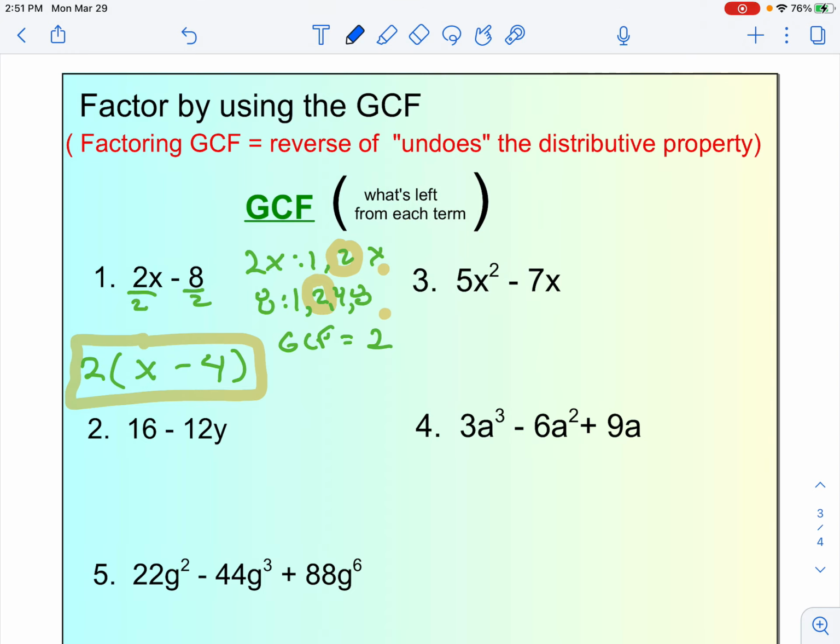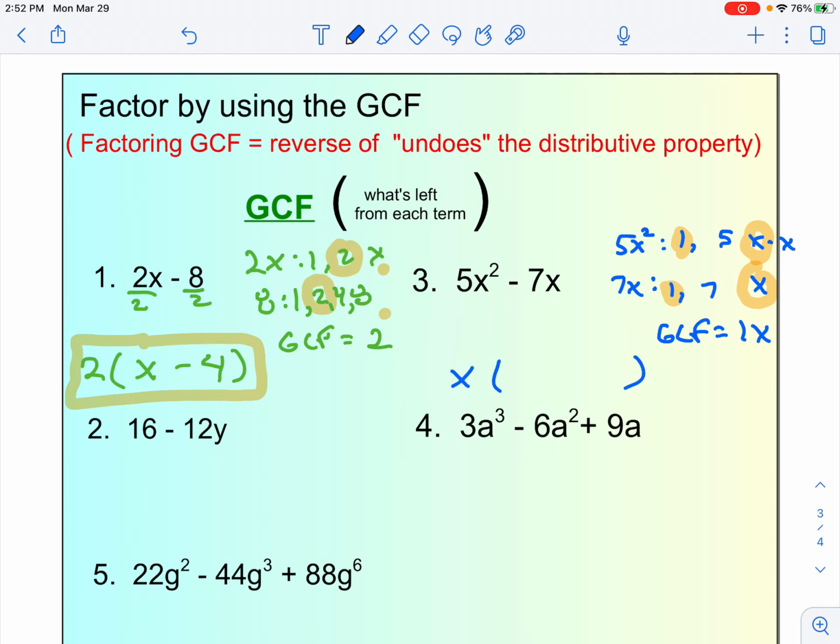Let's try another one. Let's actually jump to number 3. I am going to find the GCF of 5x squared and 7x. So my number part is 1 and 5, and then I have 2 x's in this top term. In the next term, this is also a prime number, so 1 and 7, and there is 1 x. So what's in common is 1x and the number 1, but if we only had a 1, we would consider it relatively prime. But since we don't, our GCF is 1x, or just x.